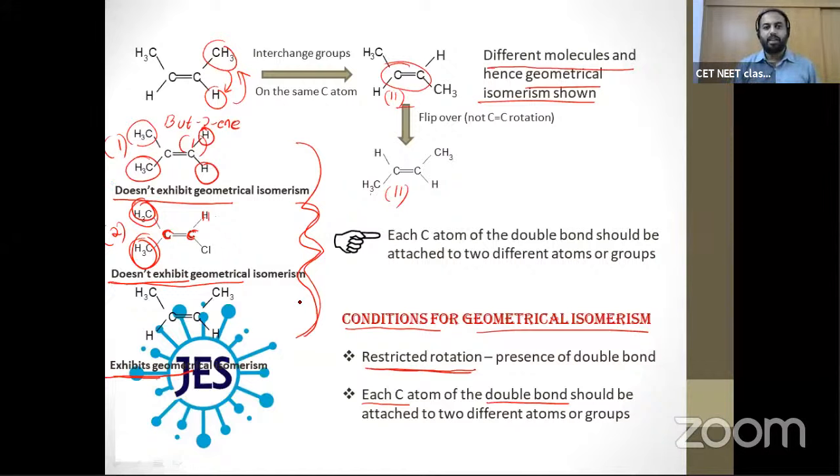Now come to the third compound. The logo is blocking it so you can't see it properly, so I have written the same compound here, look, the third compound. Each carbon atom has different groups attached. Carbon 1, I am highlighting it, has CH3 and H, different. Carbon 2 has CH3 and H, different. So each carbon atom has different atoms or groups, and therefore it exhibits geometrical isomerism. Okay, yes dear students, that's about geometrical isomerism in alkenes. Very very very important. All of you should be aware of this. Geometrical isomerism is one important section.